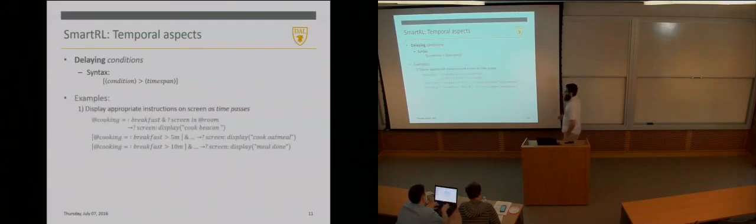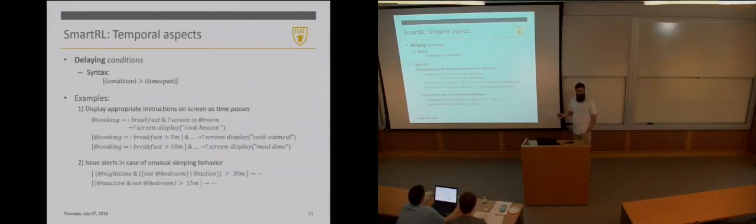Right, so here in our first example, we want to display appropriate instructions on the screen as time passes. So here we say the current activity of the user should be cooking, and what he's cooking should be breakfast. And there should be a screen in the room that he's currently in. Not necessarily the kitchen, it's possible he's confused and he's somewhere else. We want to display on that screen that we bound here, to display cook baking. And then as time passes and this condition still holds, still cooking breakfast, after 5 minutes we want to update the contents of that screen and display, okay, we're going to want to cook oatmeal now, and so on and so forth. And eventually we display, well, the meal is done.